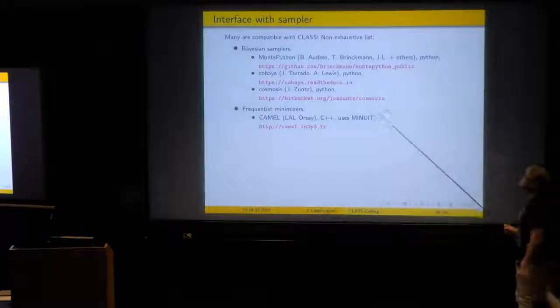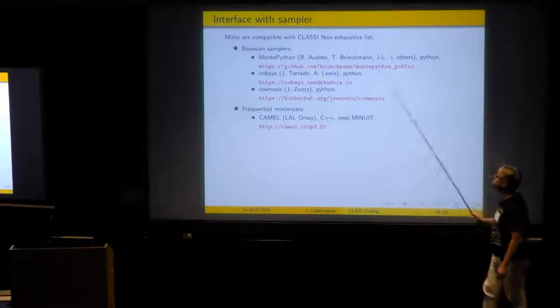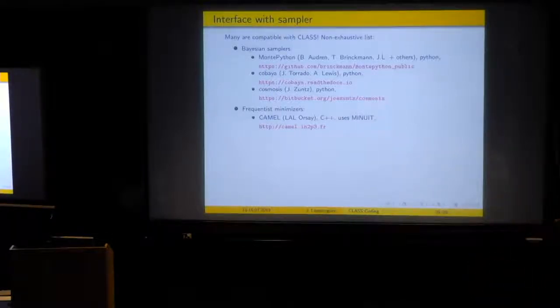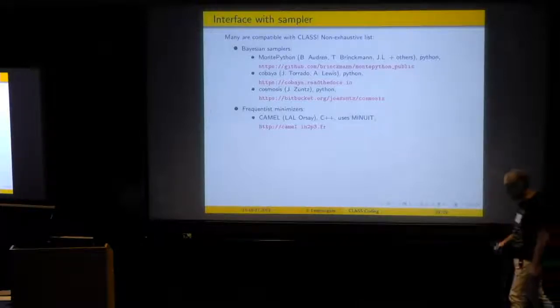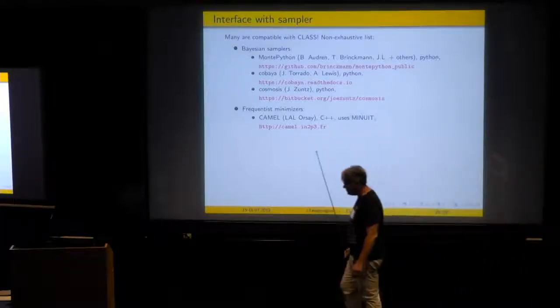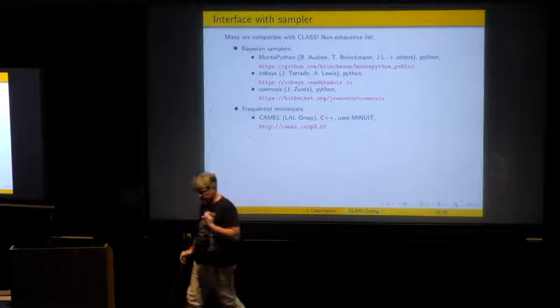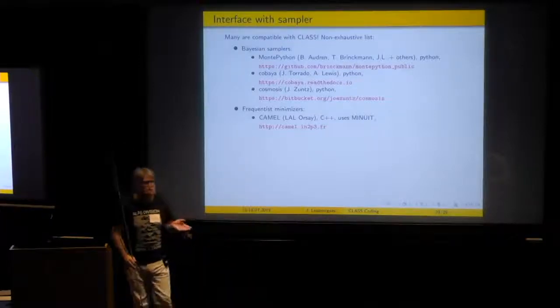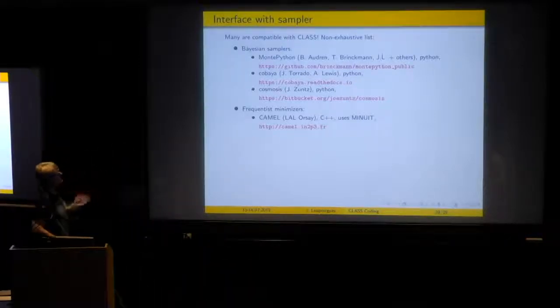So I'm less familiar with Cosmosis by Joe Zuntz. I just know that it's a great code. I can only say good things about it. All the people who use it are happy with it. I don't know the details of how it's interfaced with class. I just know that it is also fully compatible with both CAMB and class.